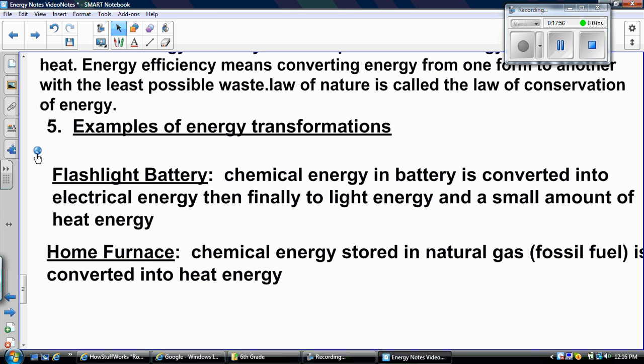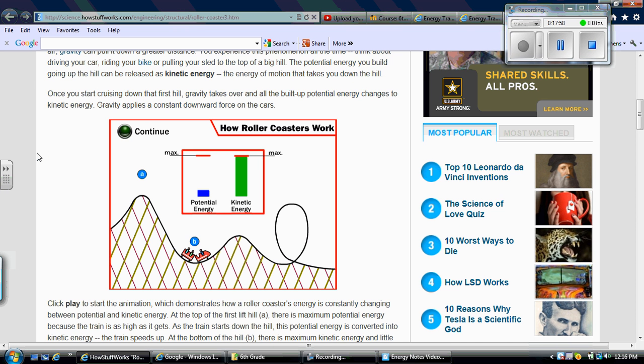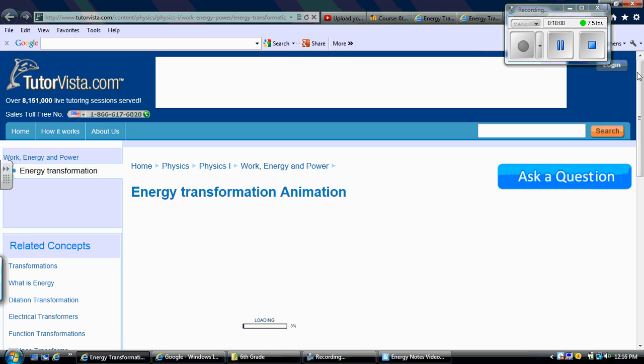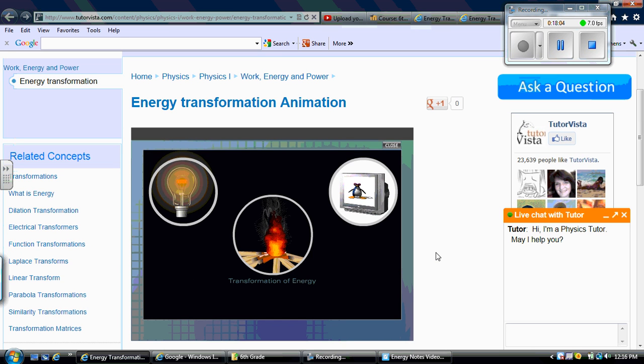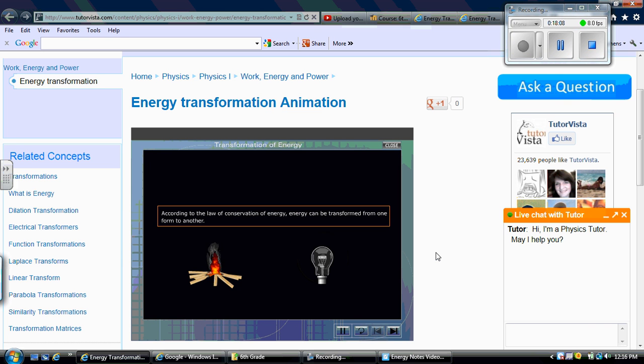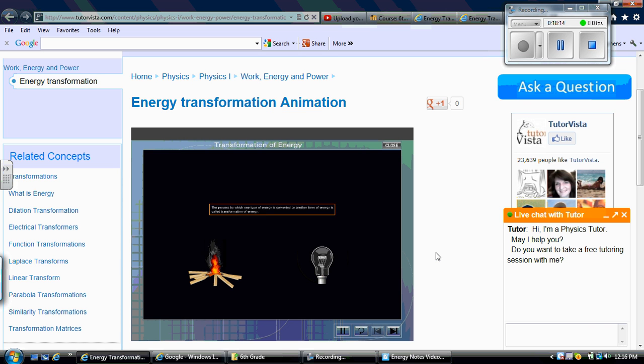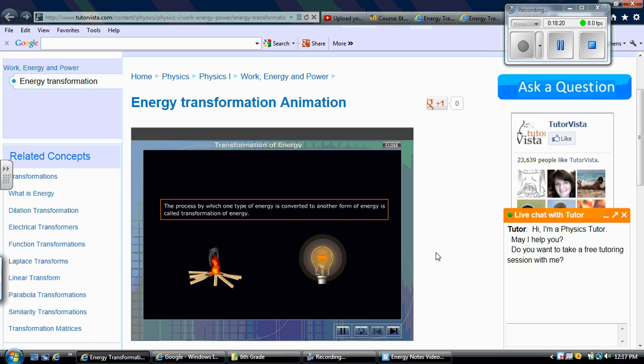Okay, so now we're going to take a look at some other examples. Go here. Transformation of energy. According to the law of conservation of energy, energy can be transformed from one form to another. The process by which one type of energy is converted to another form of energy is called transformation of energy.